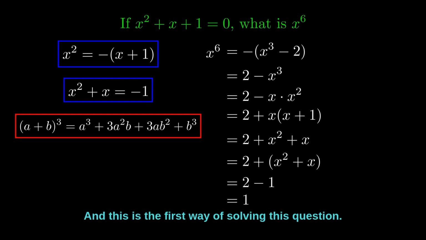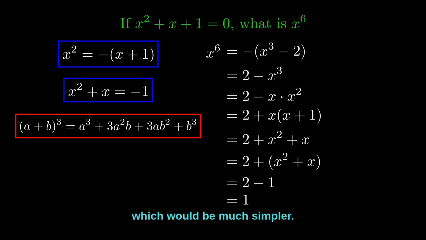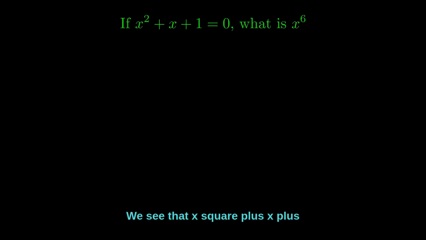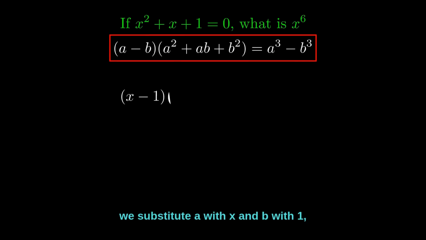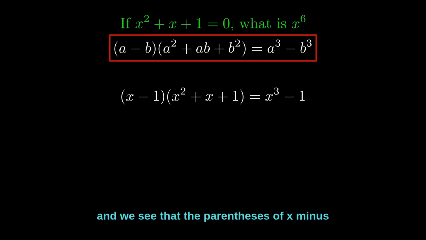And this is the first way of solving this question. Let's talk about the second way, which is much simpler. We see that s squared plus s plus 1 has a power of 2, plus it is a geometric sequence, so we can use the cube difference formula. In this case, we substitute a with s and b with 1, and we see that (s minus 1) multiplied by (s squared plus s plus 1) equals s cubed minus 1.